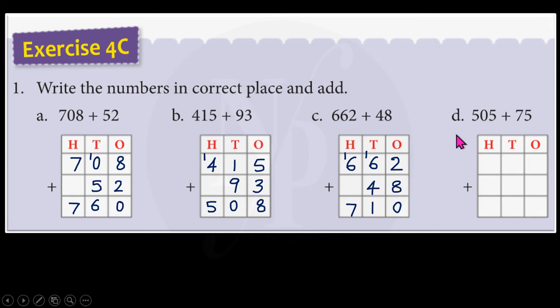Coming to D, we have 505. So we write 5, 0, 5 here and 75 here. Let us add now. 5 plus 5 is 10. We write 0 here. 1 is carried forward. And 1 plus 0 is 1. 1 plus 7 is 8. 5 plus 0 is 5. 580 is the sum of 505 and 75.